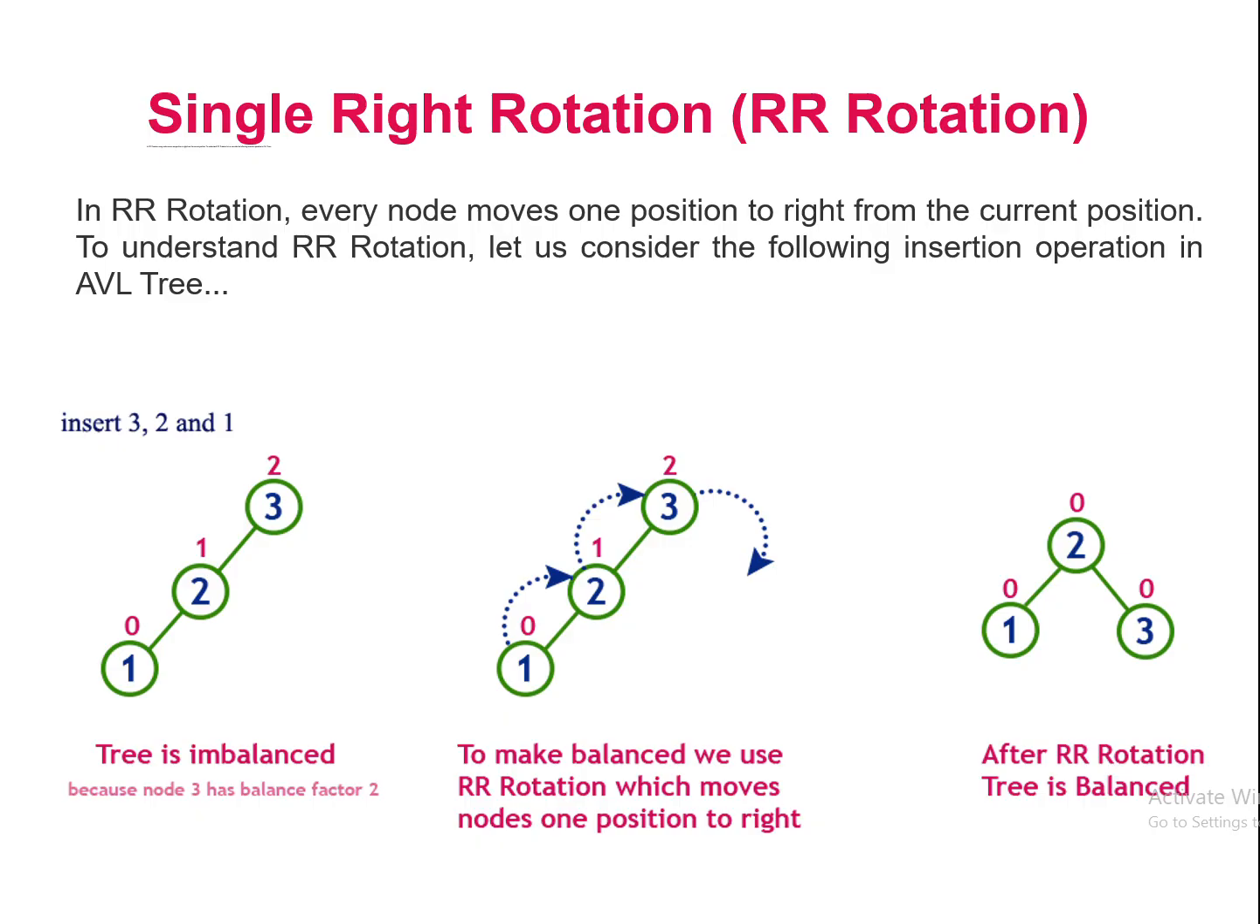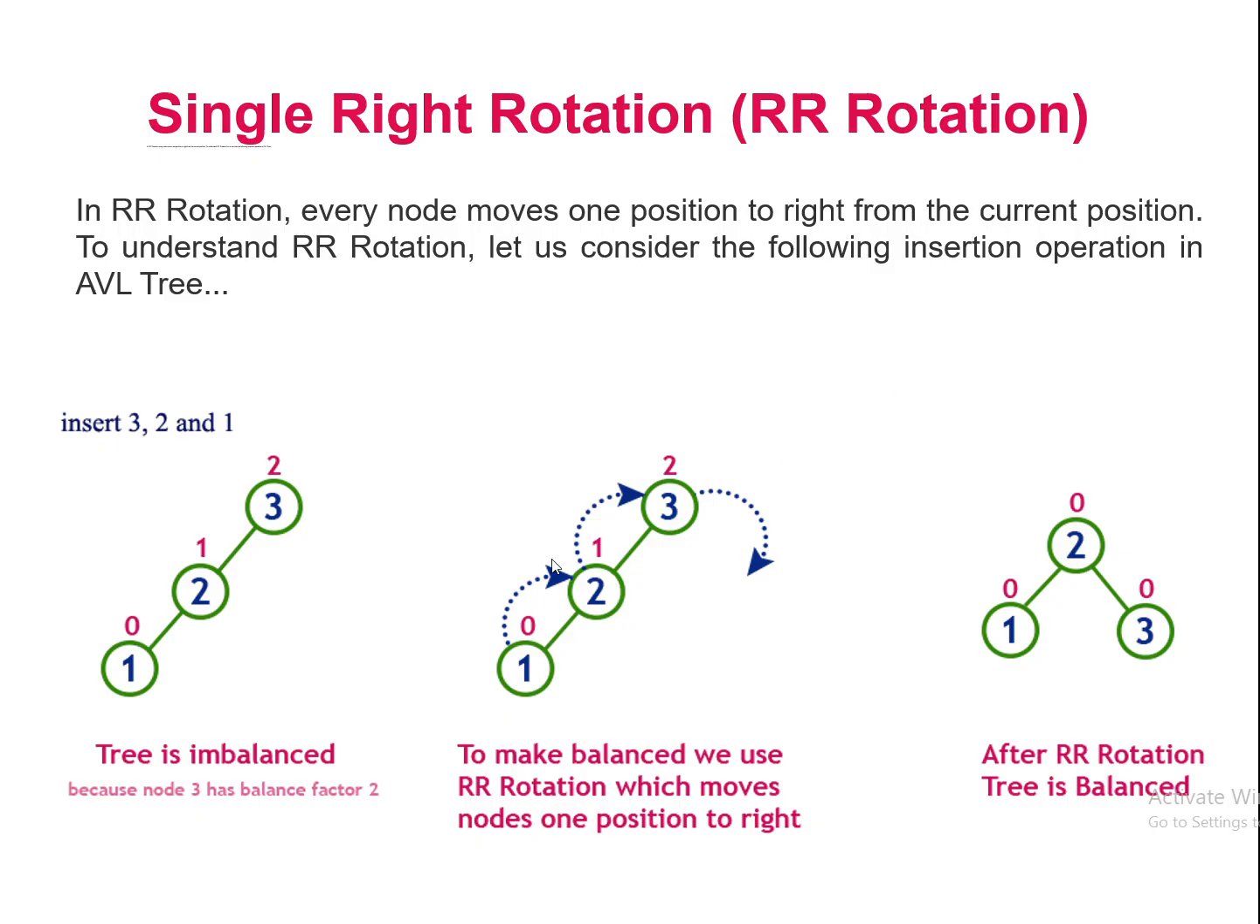2 will be inserted. 2 is a lesser value than 3, so we insert it in the left position of 3. Again 1 will be inserted. 1 is also lesser than 2, so 1 will be inserted in the left position. Then we can apply the single right rotation, moving one position to the right from the current position.